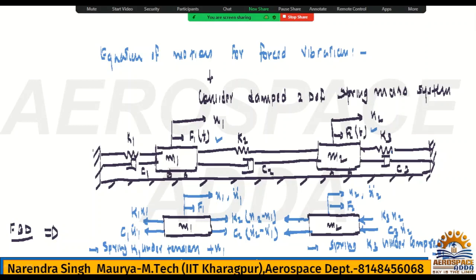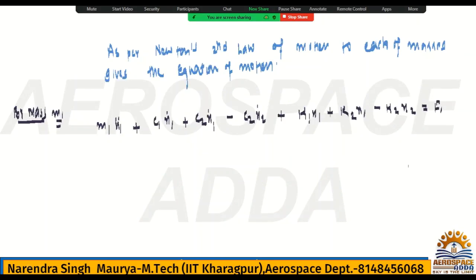Any one direction you have to take. If you are taking this direction, all the forces are positive, and if you are taking the other direction, all the forces are negative, then you add accordingly. So you will get this equation. It's very easy, so you can check this. This is equation number 1.